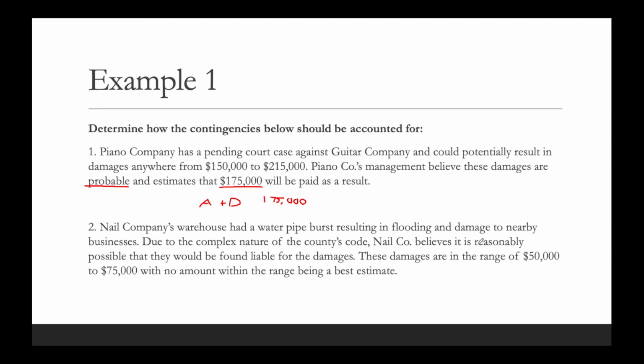Again, it says Nail Company believes it is reasonably possible, so that's management's probability of the loss contingency occurring. And then in this case, it gives us a range of $50,000 to $75,000, with no amount within the range being a best estimate. So again, on the previous slide, we know that a loss contingency that is reasonably possible and is given a range with no estimate within that range being the best estimate, we provide a disclosure only for the minimum amount within that range, which in this case is $50,000.